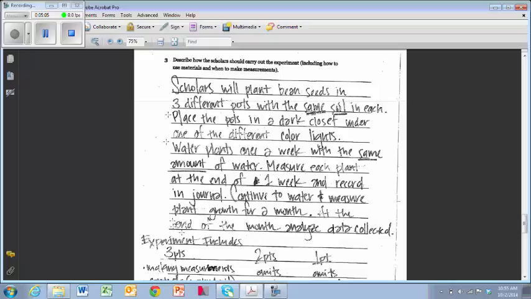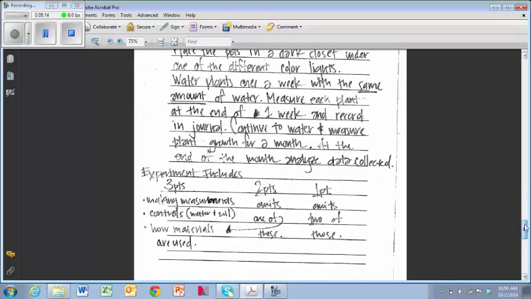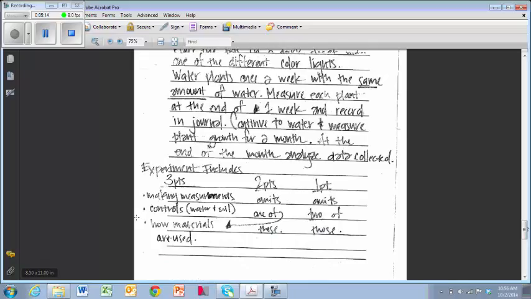For example, the CTL wrote that they should water the plants once a week. Your scholar may have written that they need to water the plant twice a week or 3 times a week. Either way, right down here you'll see that the CTL has included the 3 things that must be included. They must include a way to take measurements. They must include the controls, so keeping constant the type of soil, keeping constant the type of water, and then how the materials are used.